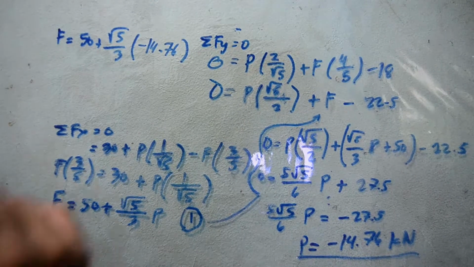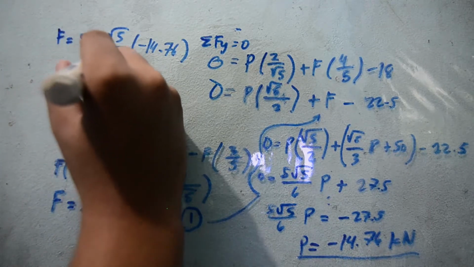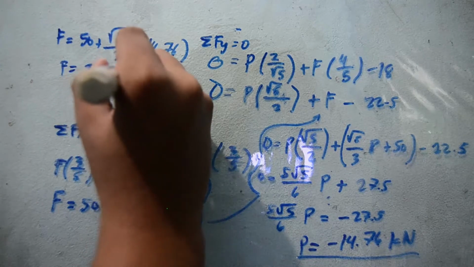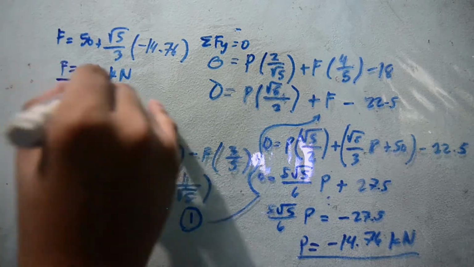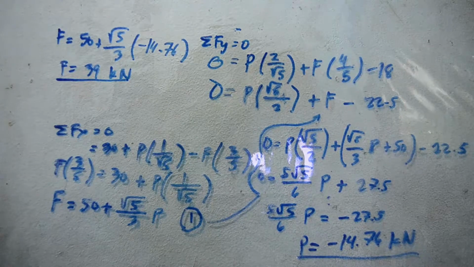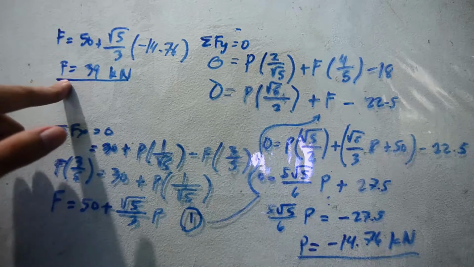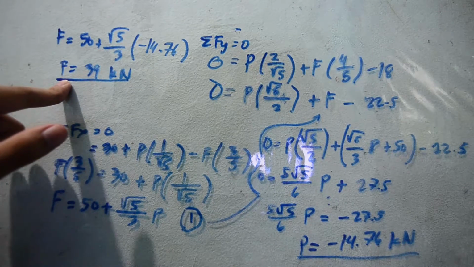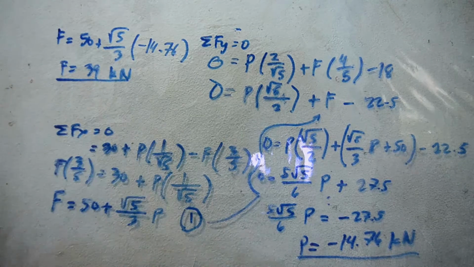In our calculators, F would be 39 kilonewton. Now here are our answers. The force acting upon the F would be 39 kilonewton. The force acting in the P is negative 14.76 kilonewton.